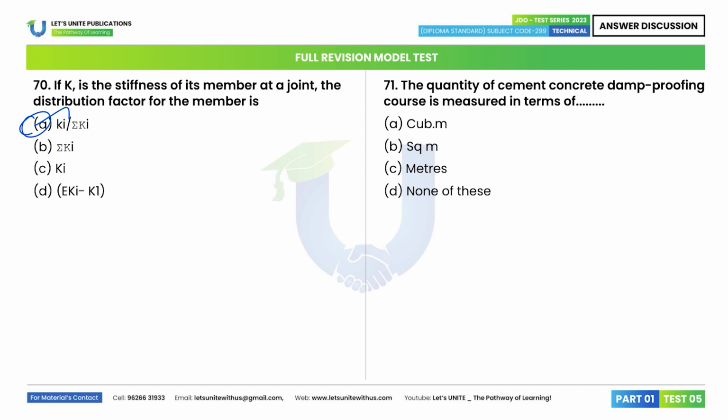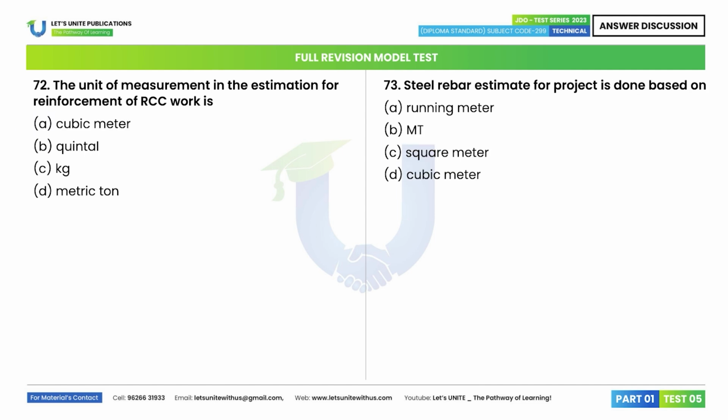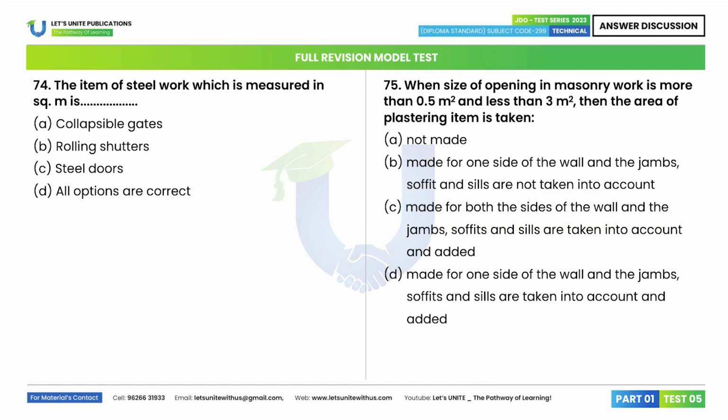71st question. Quantity of cement concrete damp proofing course is measured in terms of square meter. Option B. 72nd question. Unit of measurement in the estimation for reinforcement of RCC work is quintal. Option B. 73rd question. Steel rebar estimate for project is done based on MT. Option B. Next, 74th question.